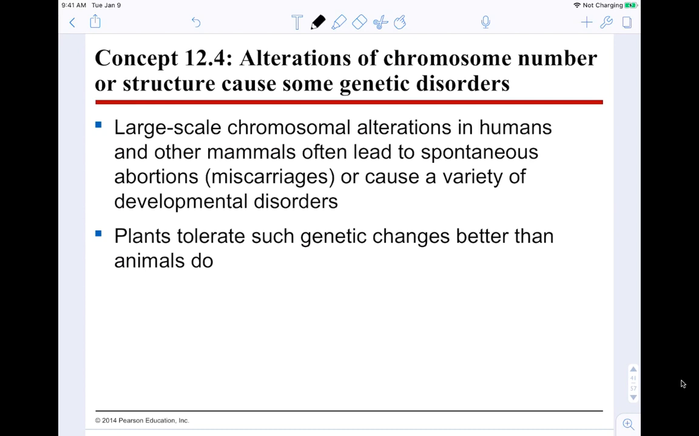So plants tolerate such genetic changes better than animals do. Plants can actually have all kinds of crazy mutations.